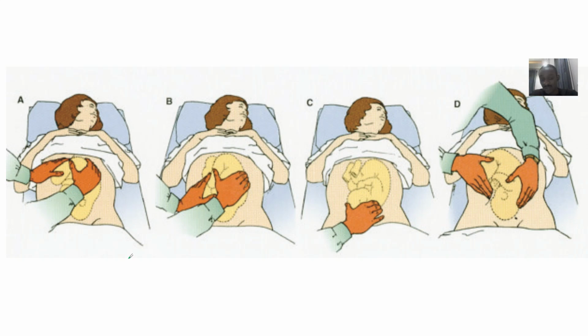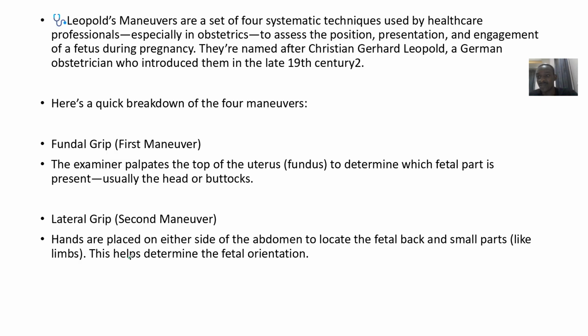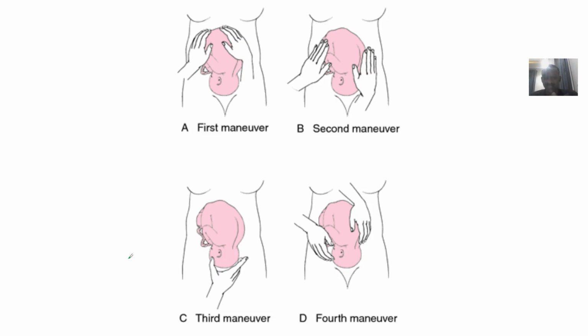So that means the doctor probably knew the position of the baby from an ultrasound that was done, or the palpation he made. He tried to locate the head and all of that. There's a first maneuver, a second maneuver, a third maneuver, and a fourth maneuver. So let's discuss all these maneuvers so that mothers can know what doctors are doing to their tummy. It's not magic.